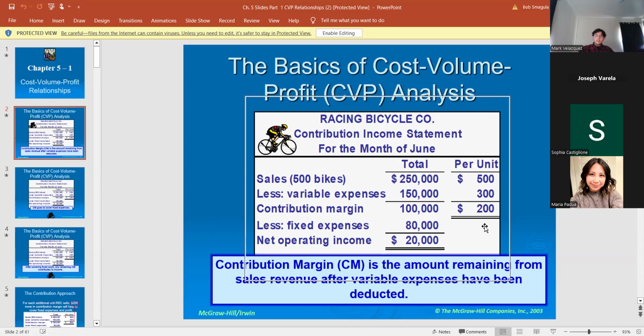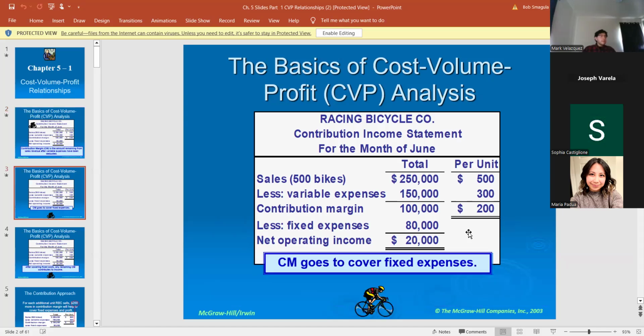Let's understand that $200 contribution margin flows right down to your net income. Meaning every time Racing sells one bicycle, their net income goes up by $200. Okay. And from the contribution margin, we're going to subtract the fixed expenses to get net income. Contribution margin statement.